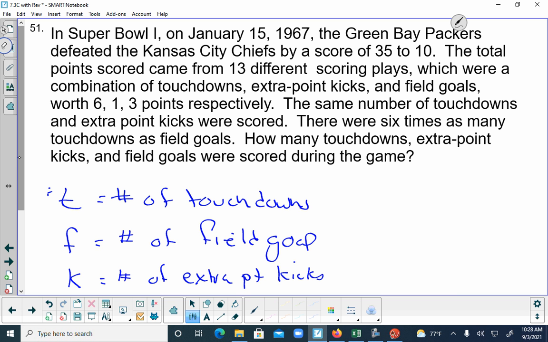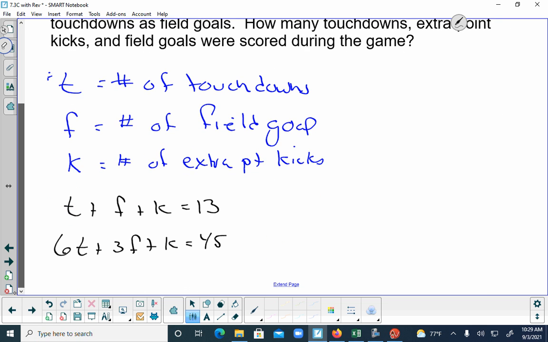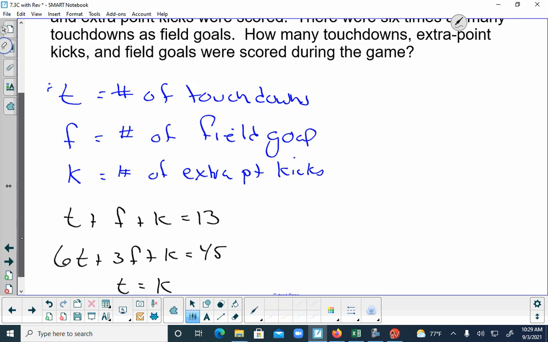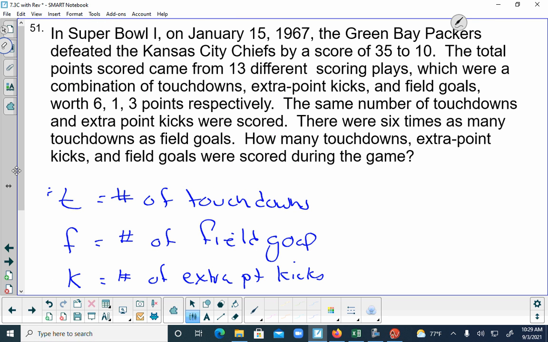Which one's my touchdowns? Which letter? And which one's my extra points? Okay, and if they are the same, how do I write that in math? T is equal to K. And I would be done. I don't need another equation, but they did give me another one, so I'm going to write it, and then we can choose which one we're going to use.